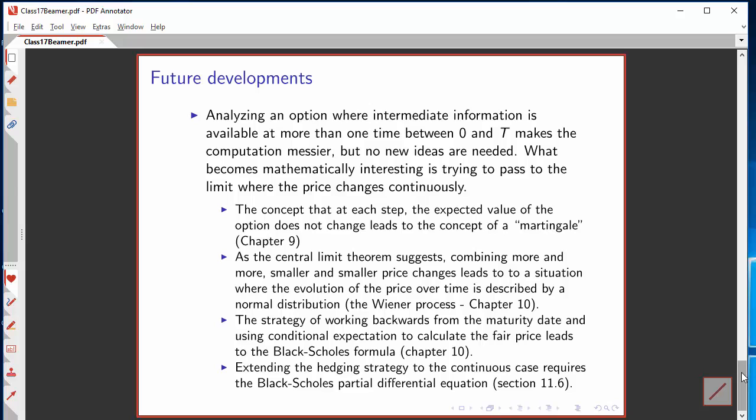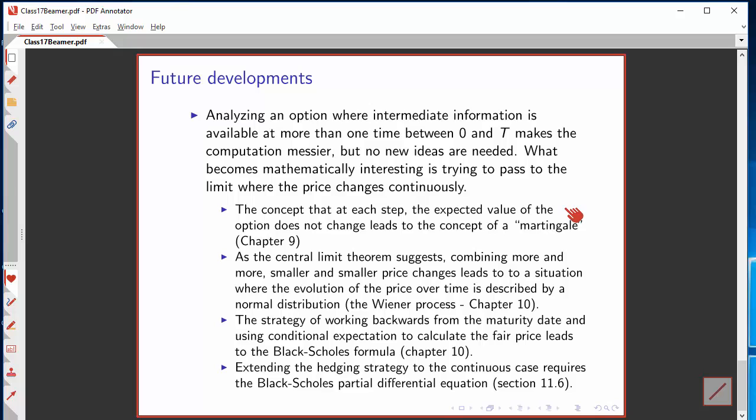Where are we going to go from here? Well, you've seen that if we have information at one intermediate time, then we have to compute conditional expectations twice. If we have intermediate information at more than one time, the computation becomes messier in detail, but there are no new ideas. What will introduce complications is trying to pass to the limit where the price changes continuously.